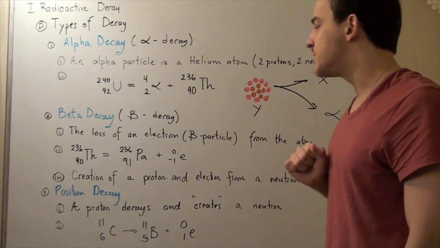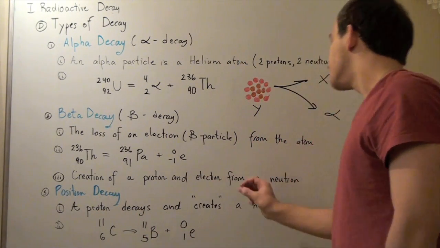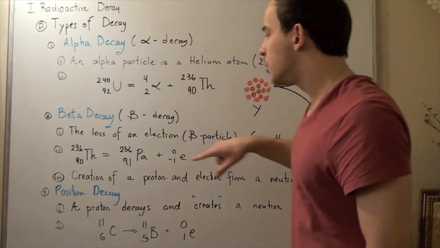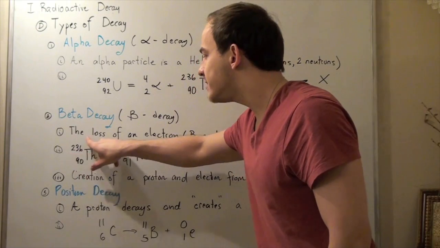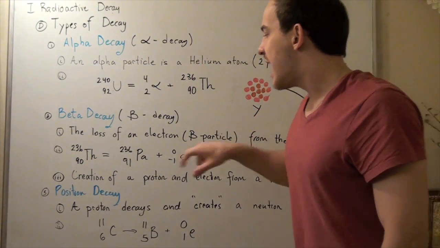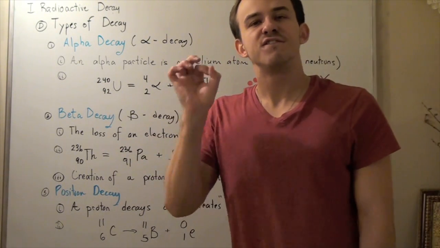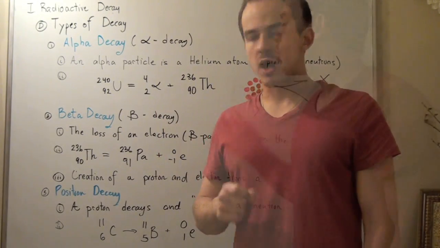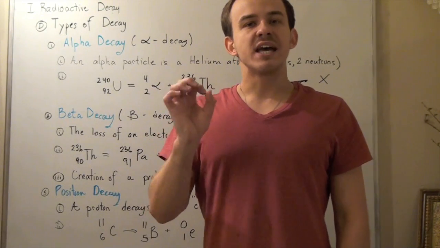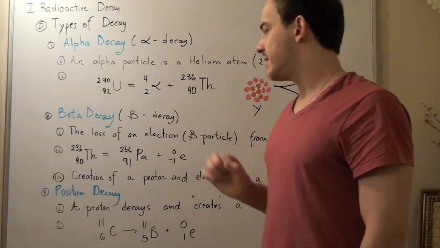So what actually happens is there's a creation of a proton and electron from a neutron. So a neutron is destroyed. In other words, look, before we had 236 minus 90, so 146 neutrons. And now we have 236 minus 91, so only 145 neutrons. We have 1 less neutron. What types of atoms undergo beta decay? Well, those atoms that have a very high number of neutrons found in the nucleus undergo beta decay.